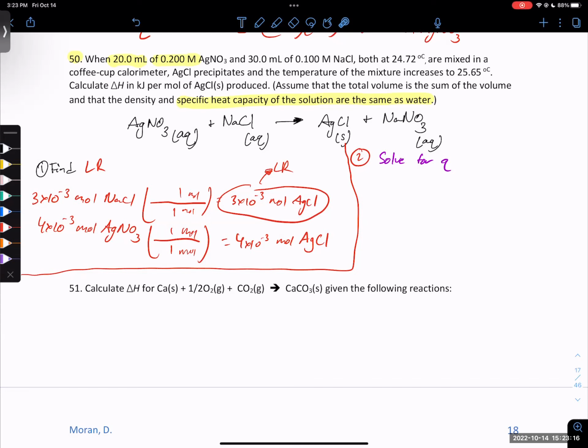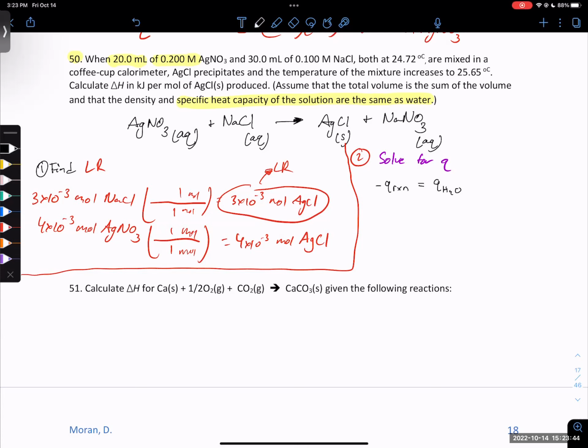So let me go ahead and say the heat lost by the reaction is equal to the heat gained by the water. We agree on that, right? The water in this case is in fact a solution, but we're just assuming that it's water, because that's what this is saying: you can just treat it like it's pure water, even though there are some ions in there.